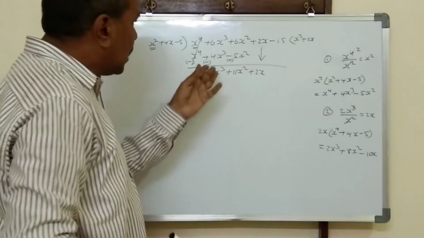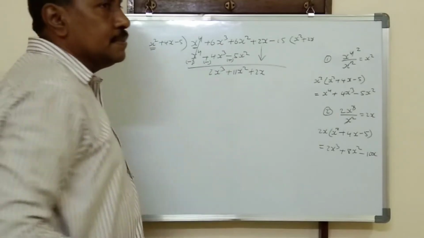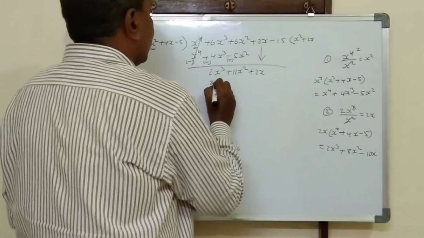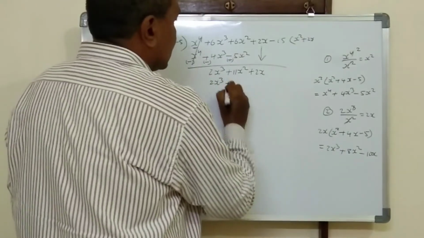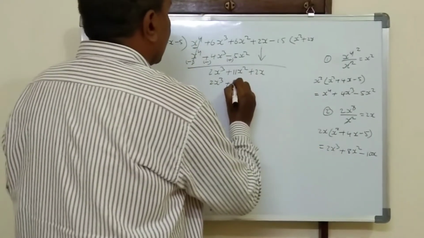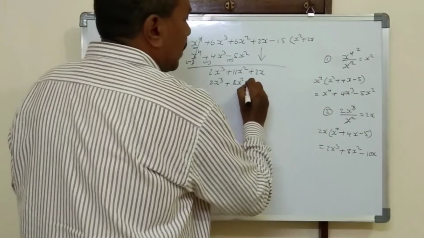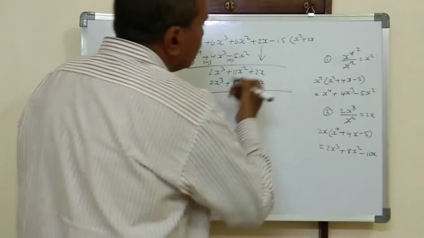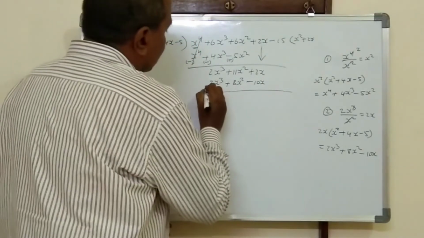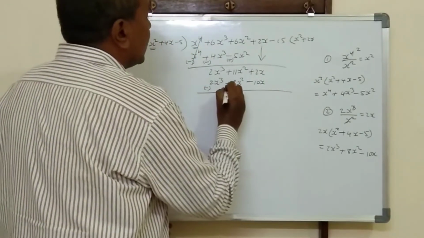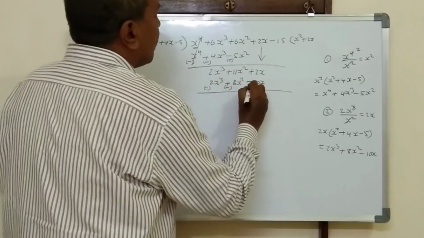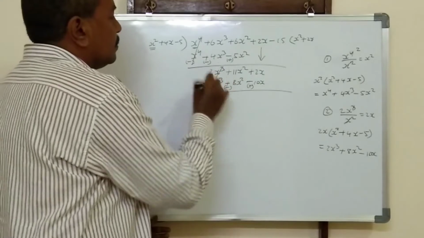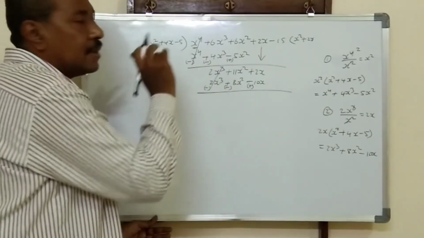Arrange this under this remainder. Okay, like terms under like terms, 2x cube under 2x cube, plus 8x square under 11x square, minus 10x. As usual, subtract. Plus becomes minus, plus becomes minus, minus becomes plus. 2x cube minus 2x cube, definitely the first term gets cancelled.